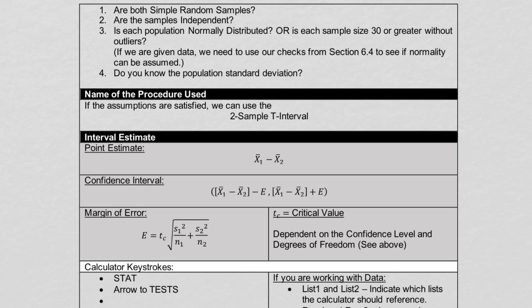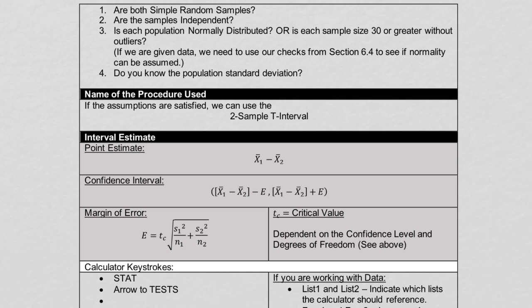Am I working with simple random samples? Are my samples independent of one another? Do I know if each of the populations are normally distributed? Or do I have a sample size of 30 or more without outliers? And remember, if we are given the data, we're probably going to have to go through our checks from section 6.4. Finally, do we know the population standard deviation, or do we know sigma?